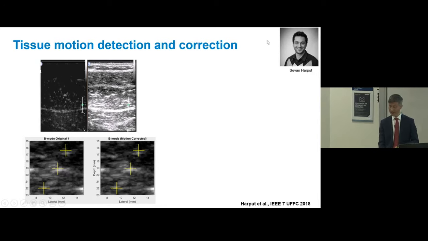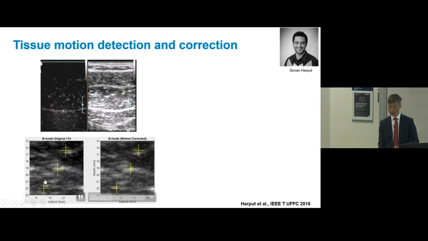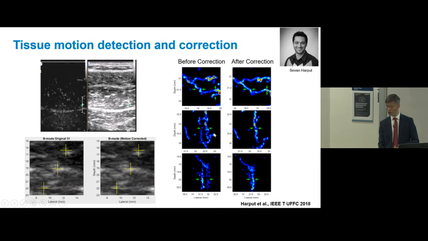This is work led by Savan, where this is before the motion correction. The motion is only in hundreds of microns, but it matters to us. And this is after the motion correction. We also showed in this study that it's really important to correct motion, because a single vessel, as seen after the motion correction, can be viewed as two vessels if you don't correct for it, because things are moving around, right? So motion correction is really important.